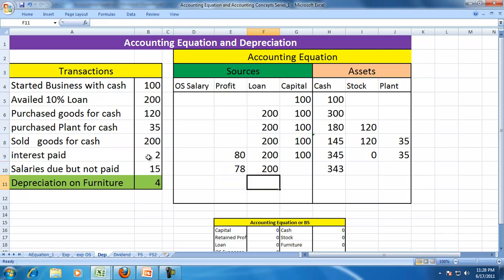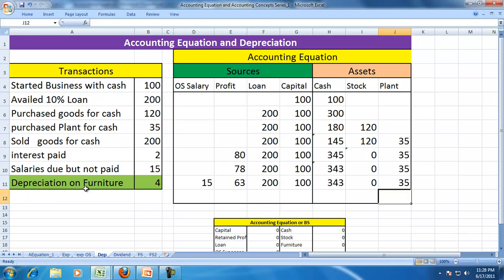No change in the loan, no change in the capital, no further change in the stock, and no change in the plant. In the same way we saw that salary is due but not paid, so the profit will reduce because it's an expense. Profit will reduce by 15, but you have not paid it, so there will be a liability, which we saw in the last class. No change in the loan, capital, cash, stock or plant.